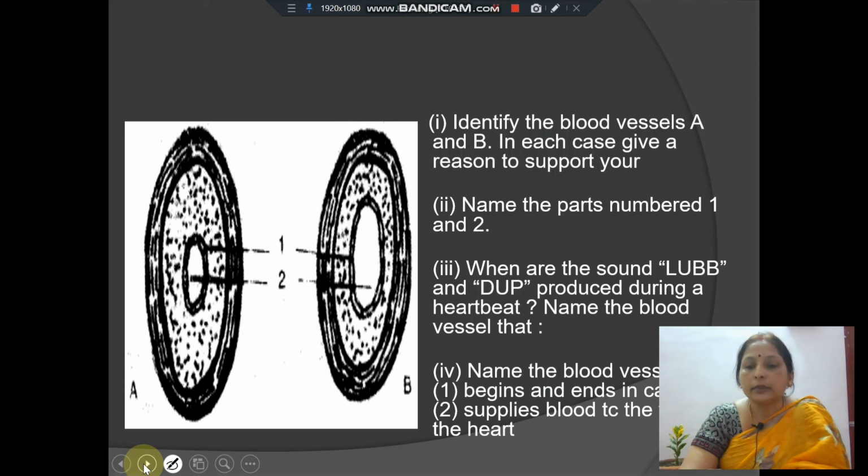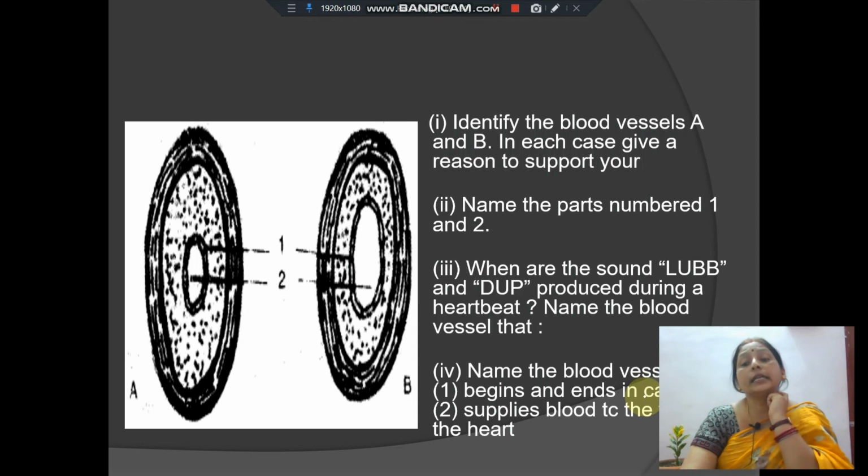Name the blood vessel that begins and ends in 1 and supplies blood to the heart. The question is not clear, so it begins and ends in capillaries. So this is the hepatic vein, and the vessel that supplies blood to the heart is the inferior vena cava. Moving to the next question.